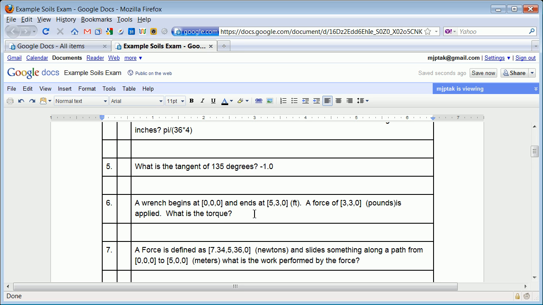A wrench begins at 0, 0, 0 and ends at 5, 3, 0. In other words, it has a fulcrum point, if you think about it, at 0, 0, 0. So the radial vector is 5, 3. The force vector is 3, 3. This is a torque problem. If you remember, that is a calculator punch problem.